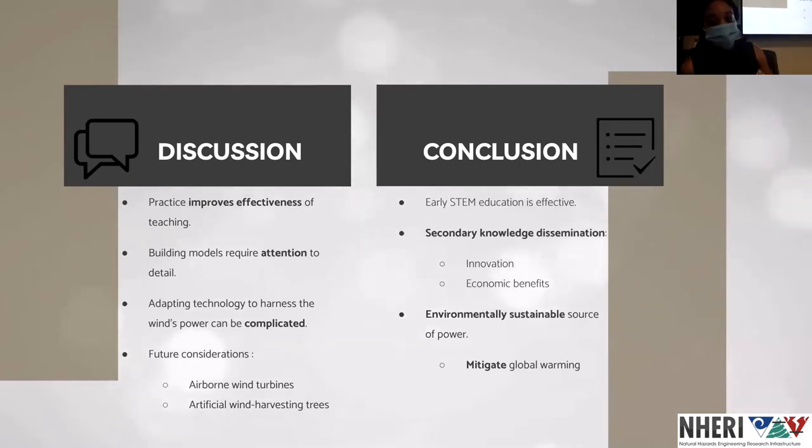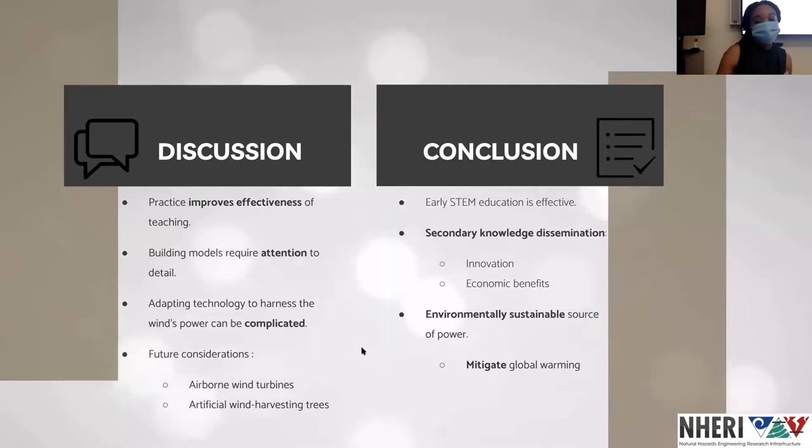And just in conclusion, STEM education is very effective because it increases secondary knowledge dissemination, which is basically me explaining to you and then you wanting to tell somebody else, and the information just gets shared with everyone. So it's able to increase innovation and provide economic benefits, which we need for the future. And like I said, wind energy is an environmentally sustainable source of power, and it's able to mitigate problems that we have currently, such as global warming.